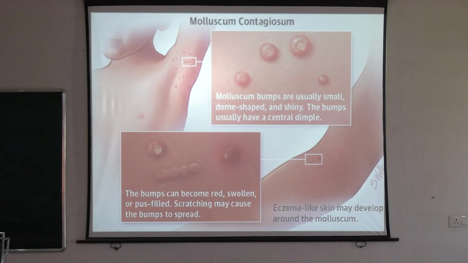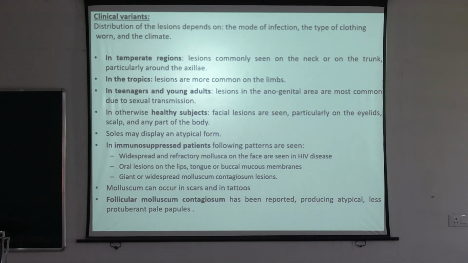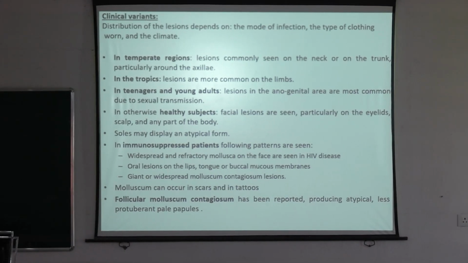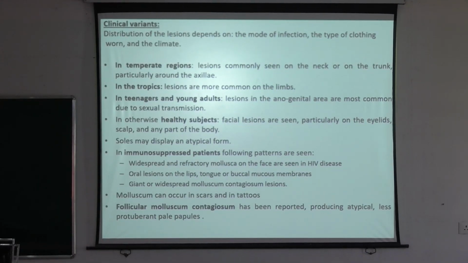So what are the areas which are affected? Mainly axilla, face, arms. These are tiny bumps you can see in children. Clinical variants: distribution depends on the mode of infection, type of clothing, and climate. In temperate regions, it is mostly on the neck or the trunk. In the tropics it is mostly on the knees. In teenagers and young adults, the anogenital area is most common due to sexual transmission.